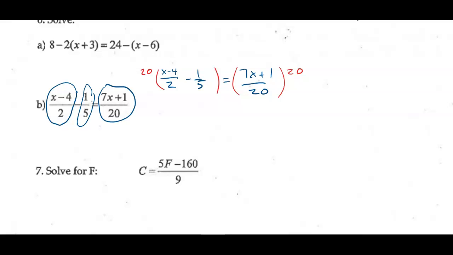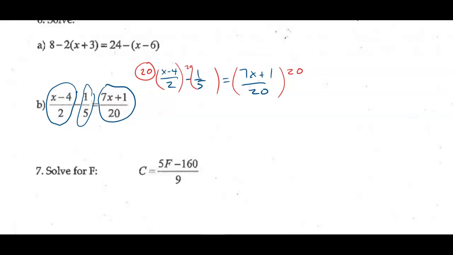Okay, but be careful. When I do this side, I must distribute. So what some people do instead of doing it like that is actually put up a second set of parentheses and distribute the 20 across. All right, so either way, you have to distribute that 20 so it goes to each piece on that side.